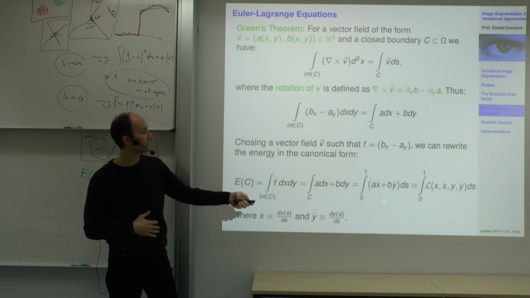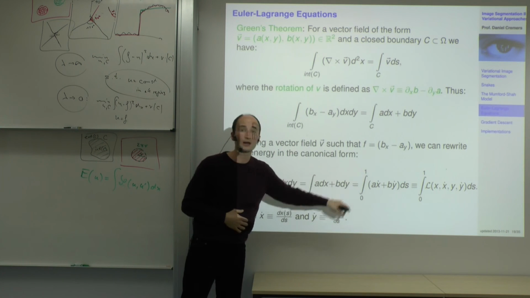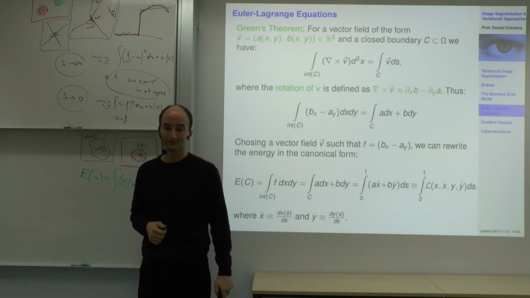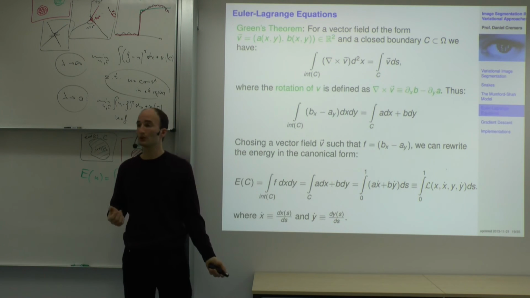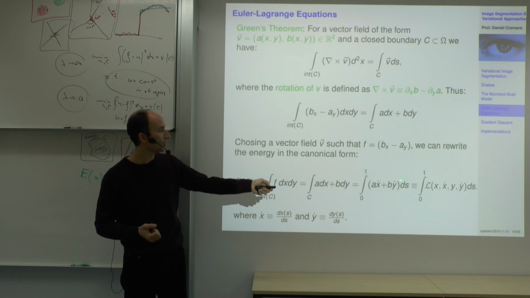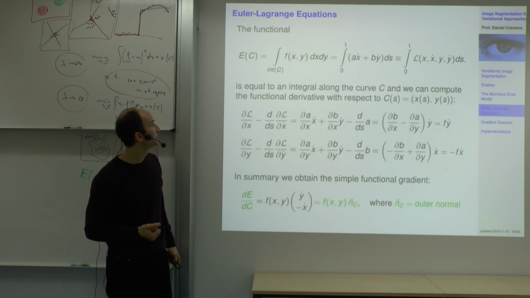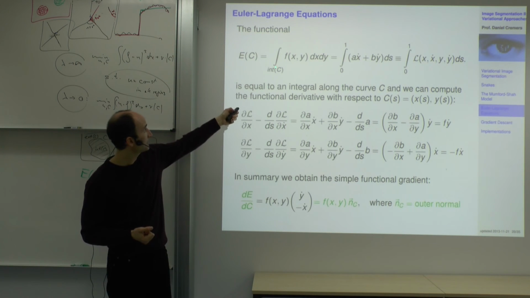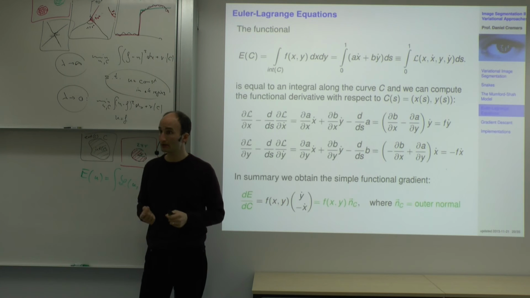Why do we do that? Because then we can write it as an integral not along the boundary, but over the parameter interval of our boundary. And so then we have it in what we call canonical form: some cost that is aggregated over the parameter interval of our unknown variable, C. So to restate that, the integration of f over the interior can be written as an integration over the parameter interval of the boundary.